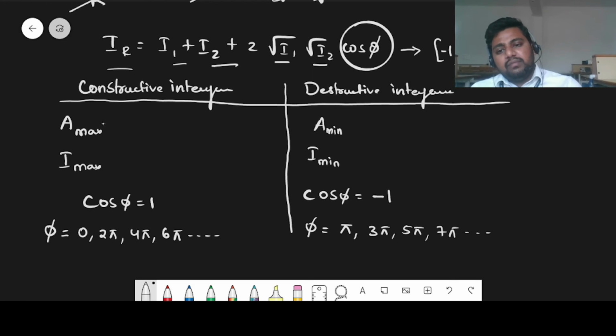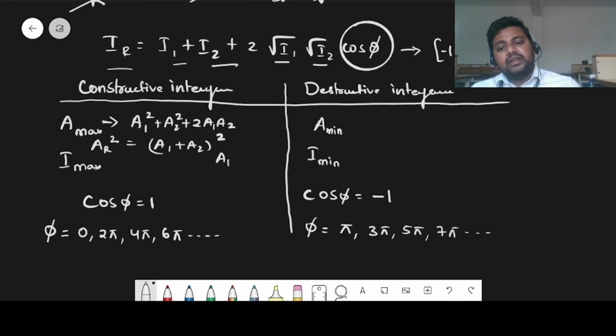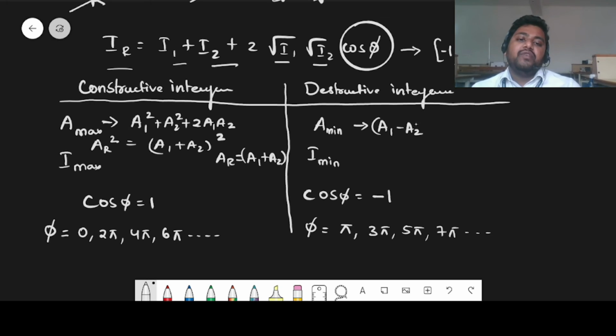Now by substituting this value of cos phi, that means here it should be maximum, you can write a resultant maximum square as a1 square plus a2 square plus 2 a1 a2, which can be further written as a1 plus a2 whole square, which is equal to a resultant square. So a resultant can be further written as a1 plus a2 alone. In the same way, a minimum can be written as a1 minus a2. If a1 is equal to a2, then amplitude will be 0.